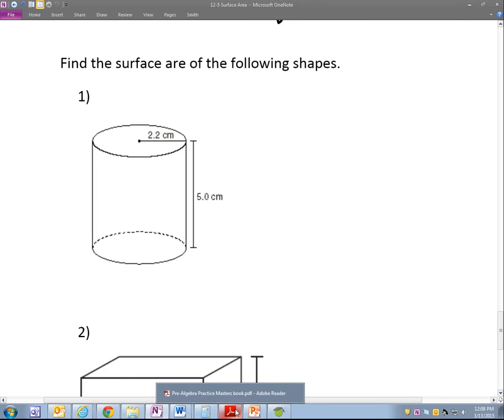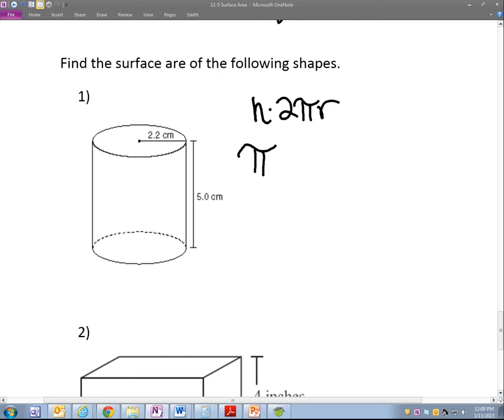So I know that I have to do the height times 2 pi r to get the circle, or to get the side, and I know that I have to do pi r squared multiplied by 2 to get the two sides, because that's what we just did. So, oh, wrong way.